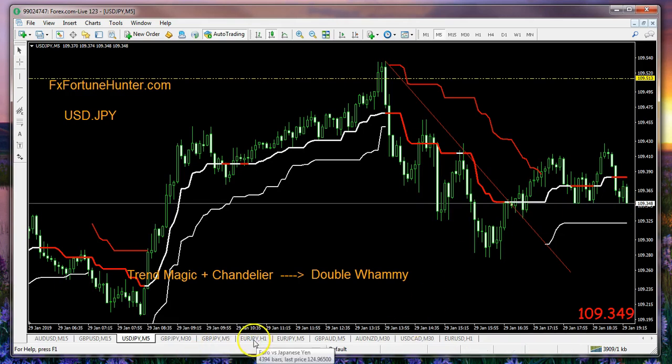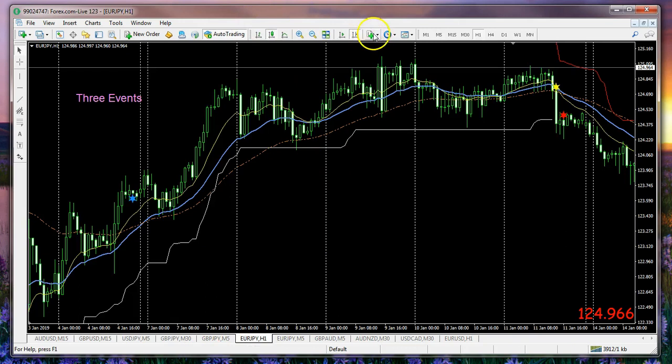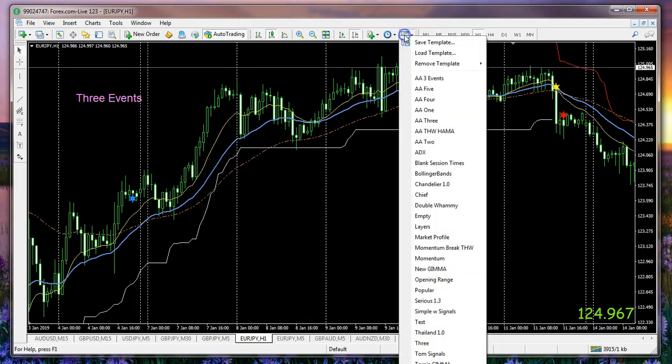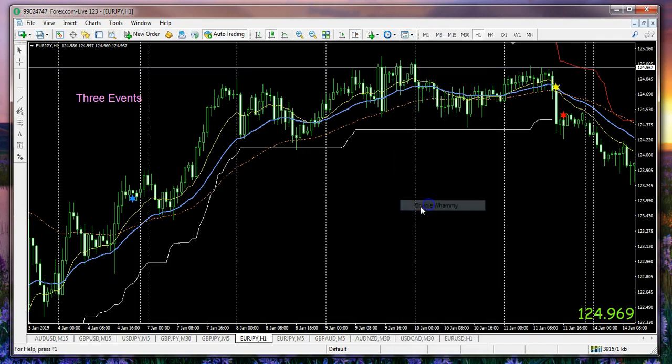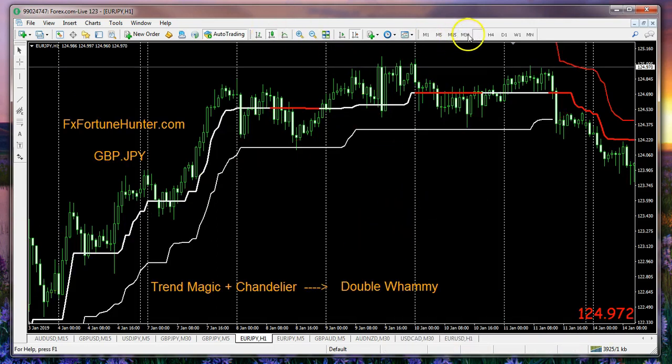Let's take a look at a different pair here just to see what's going on. That's a different 3 events indicator I'll tell you about another day. But bottom line is, if we come over here to Double Whammy, we can see that on our 1-hour chart, we've had quite a good move to the upside in the euro.